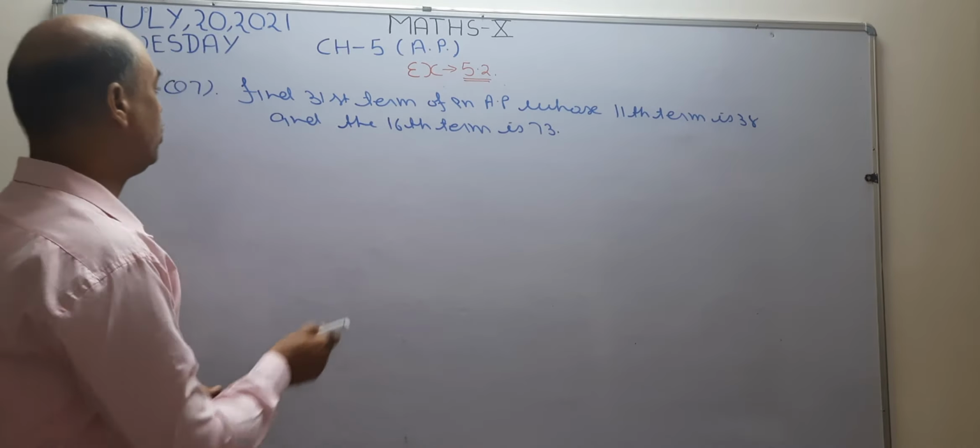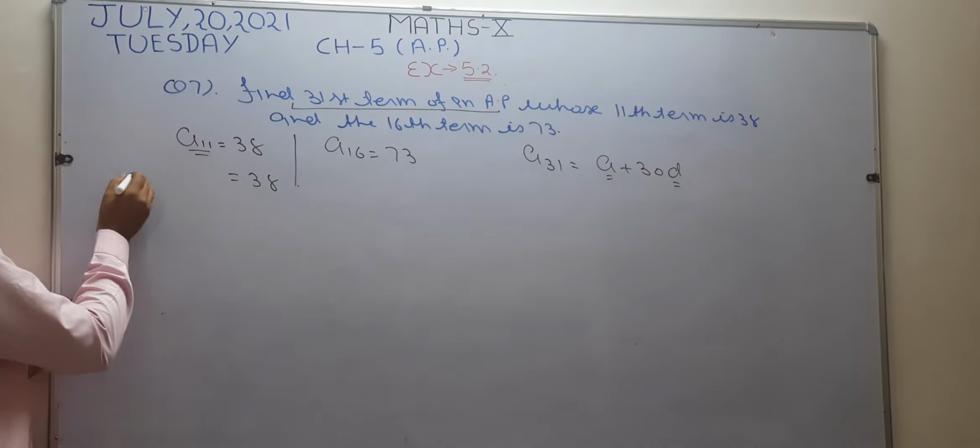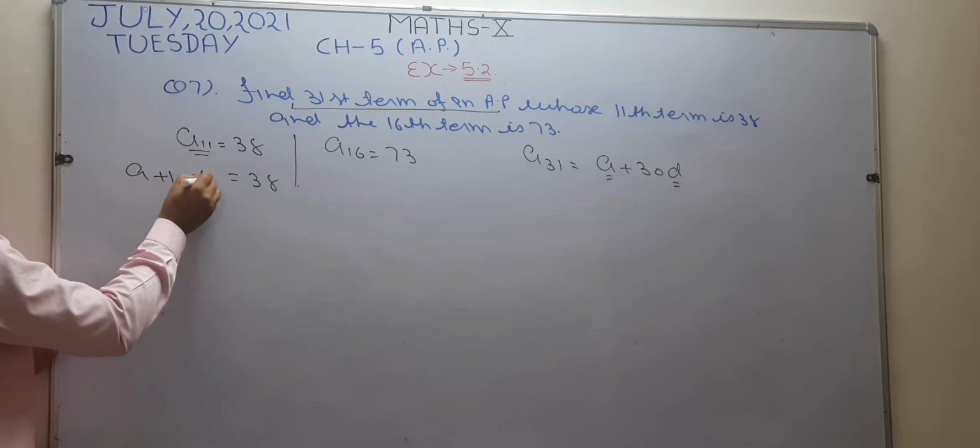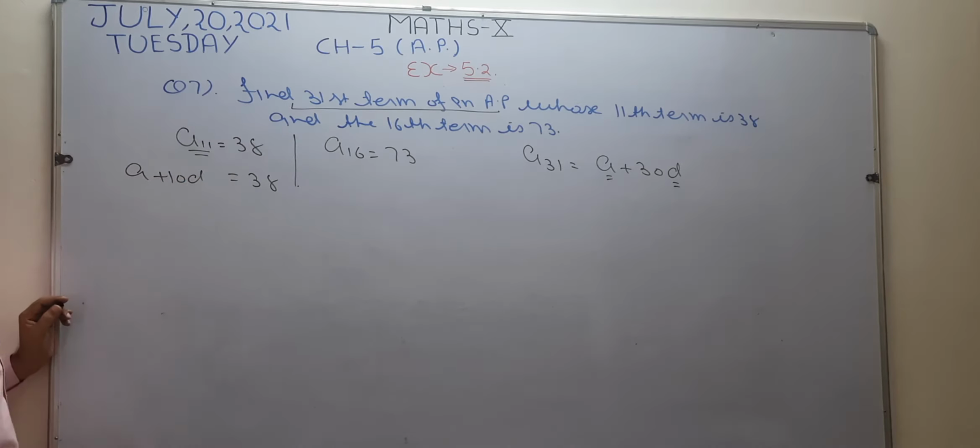For finding the value of the 31st term, the formula is A plus 30D. It means we have to find the value of A and D from the given terms. Now 38 is going to remain the same. This is the constant value. So instead of A11, I can write A plus 10D. This is the formula for finding the 11th term.